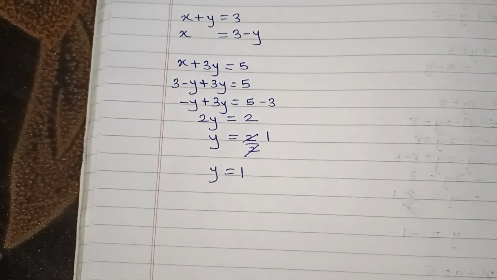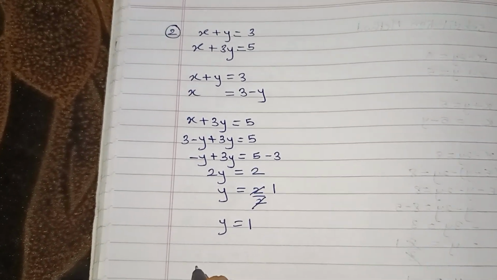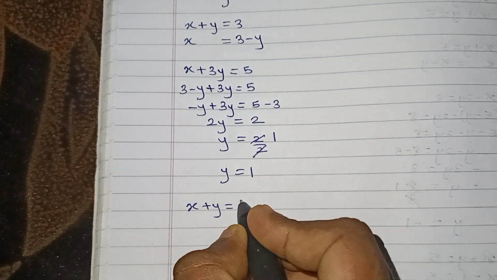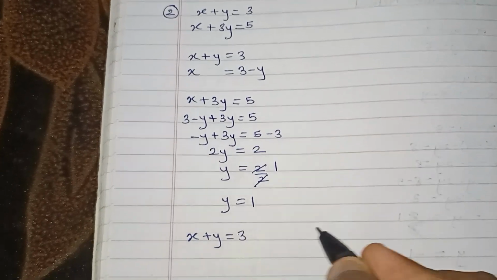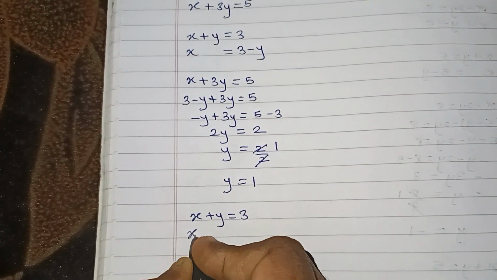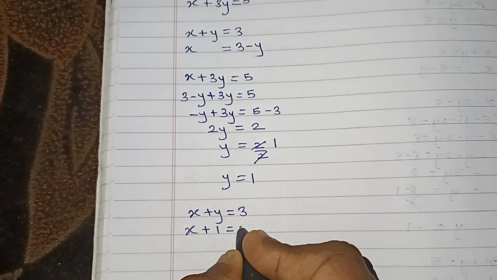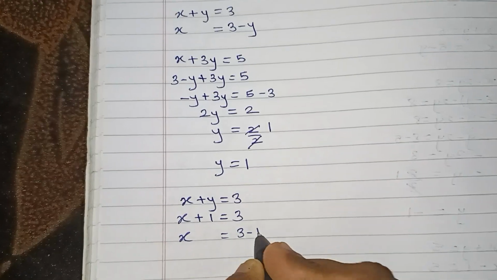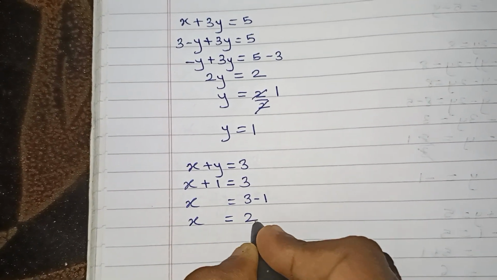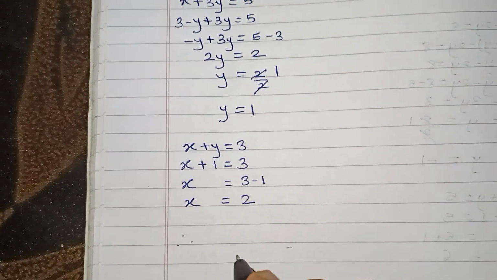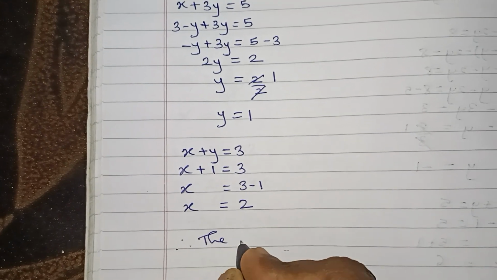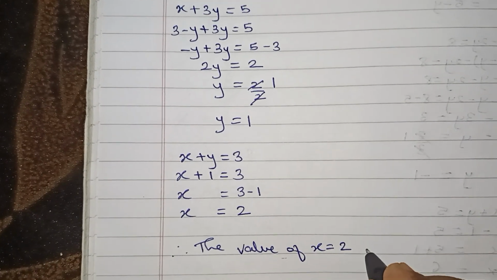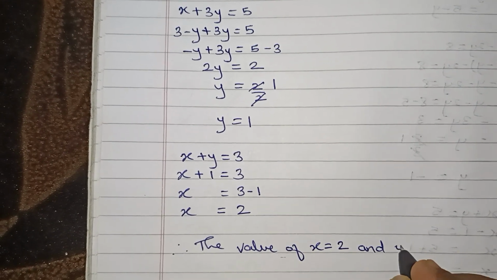Now I'll substitute the value of y in the first equation to find the value for x. So x plus 1 is equal to 3 and x is equal to 3 minus 1, that is x is equal to 2. I found both the values of x and y. Therefore the value of x is equal to 2 and y is equal to 1.